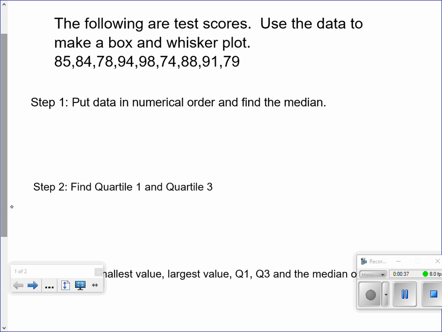So the following are test scores. Use the data. You're going to have directions just like this on your homework. It says use the data to make a box and whisker plot. So step number 1. You might want to write this down.